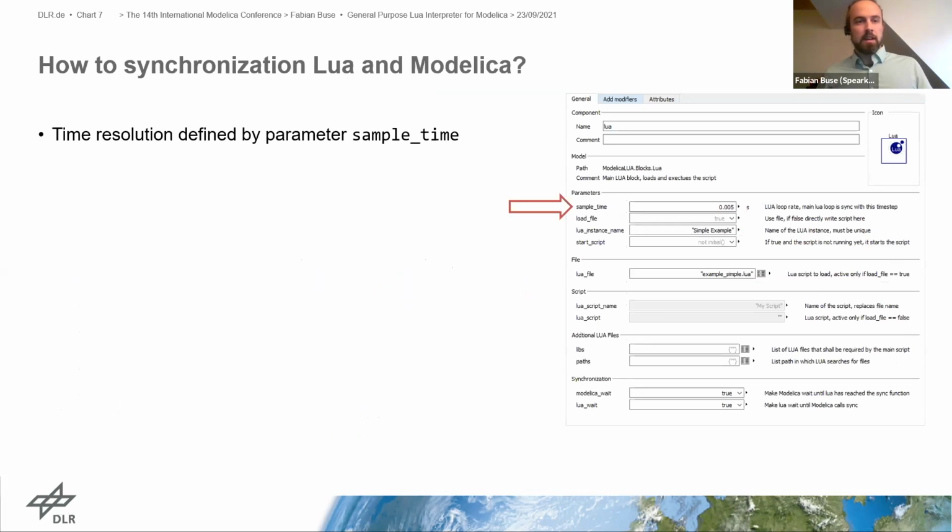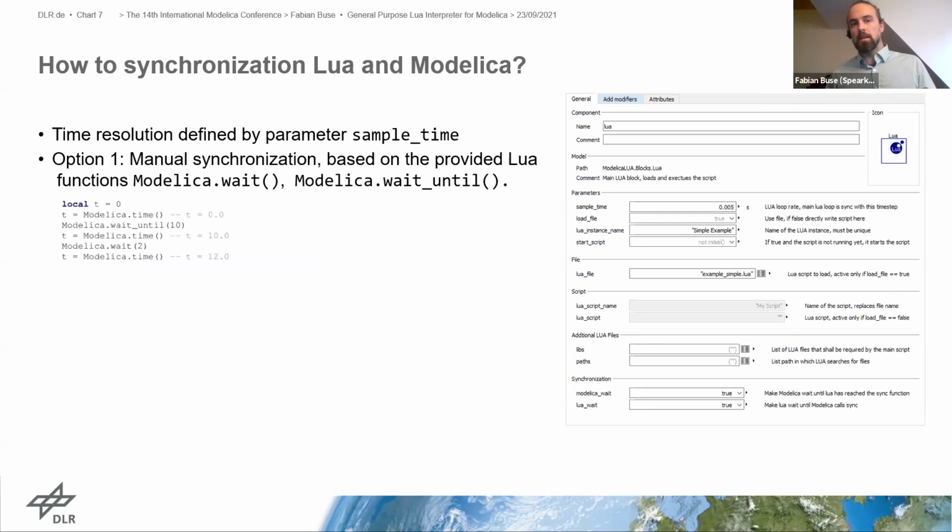So back to the synchronization topic, we have that sample time parameter, which just specifies the rate of an event that triggers an update of the data core back and forth between Modelica and the data core. And to then synchronize your script between Modelica and Lua, you have two options. The one doing it manually, we provide two functions, modelica.wait and modelica.waitUntil. Wait just blocks until the specified time has passed, and waitUntil blocks until the specified simulation time is reached. So if you put 10 in there, this function will block until 10 seconds is reached. The resolution of these wait functions is, of course, always governed by the sample time parameter.